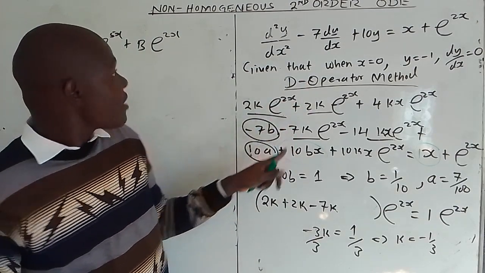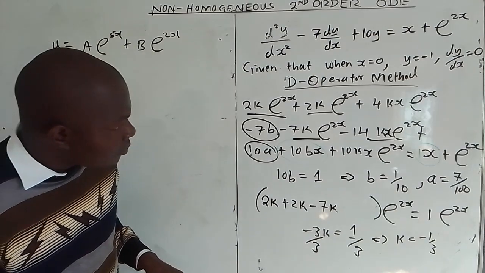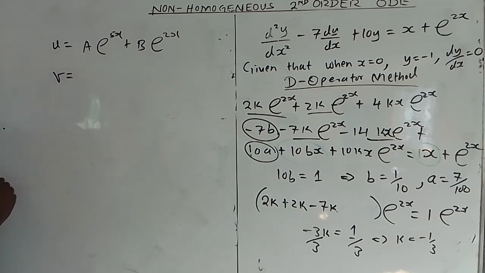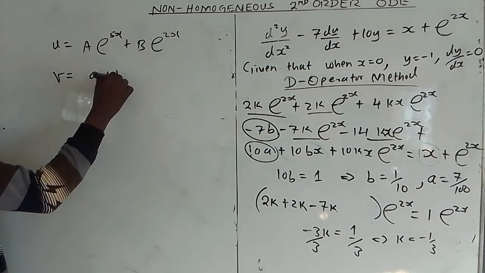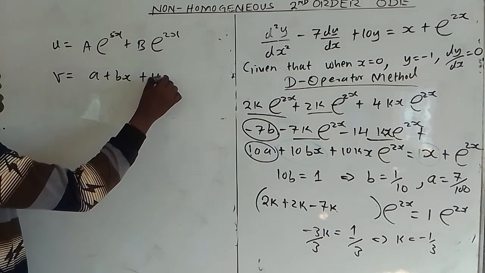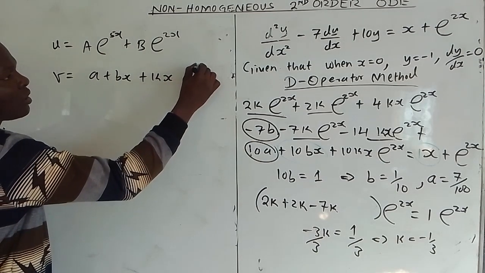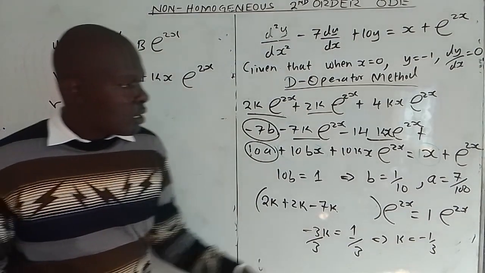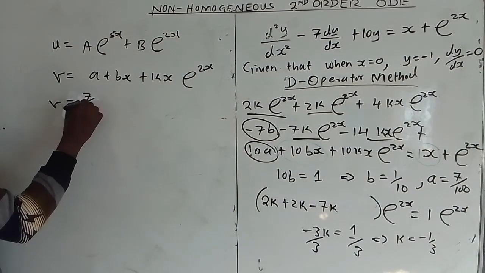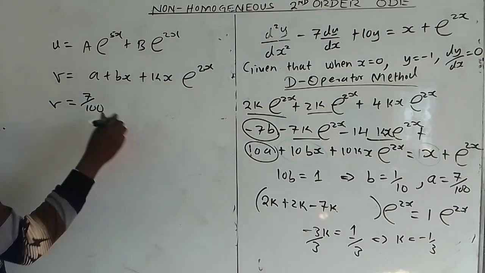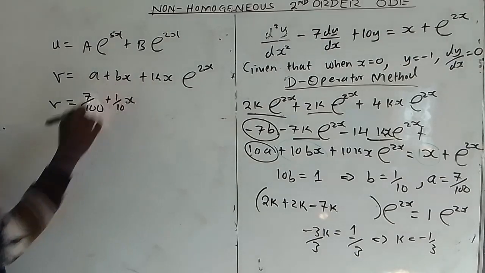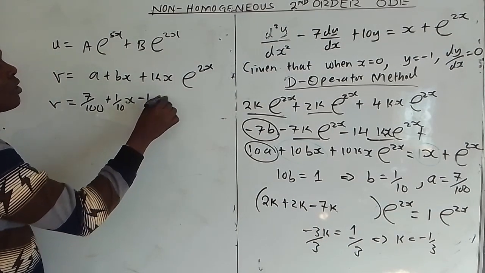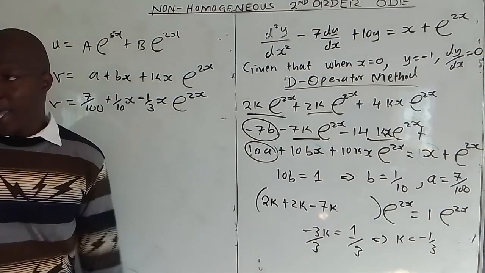So can you now go back? Where is that your equation? We also have it. Where was it? Your b. We wrote b somewhere. What did we say b is? It was a plus k exponential 2x. So start substituting the values. Where there is a, what is your a? 7 over 100. Where there is b, what is your b? 1 over 10x, isn't it? Where there is k, what is your k? Negative 1 over 3x exponential 2x. Are we together?